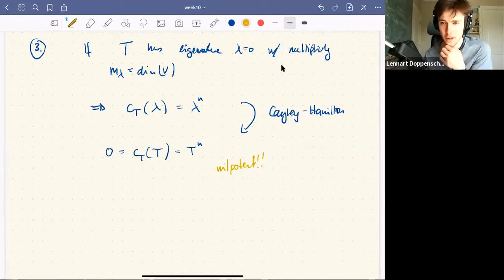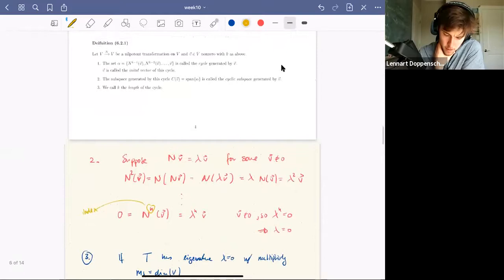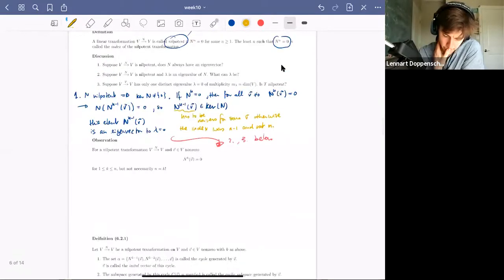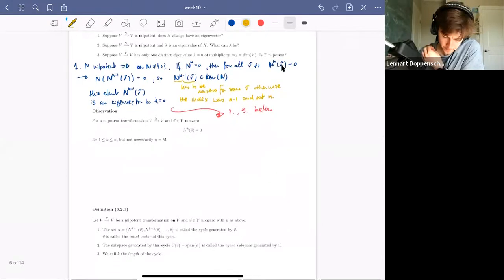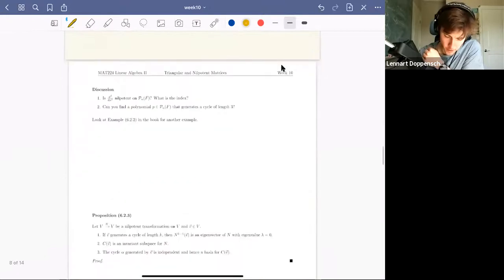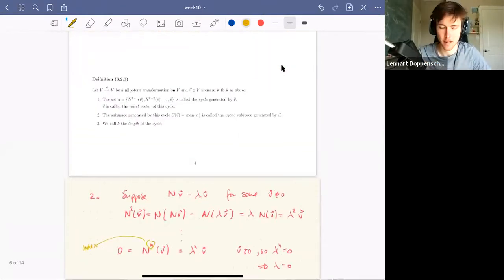Okay, so time is running as always. Any questions about nilpotent? About nilpotent transformations? To make one more definition, and then we can go to an example with a very explicit transformation that is nilpotent.